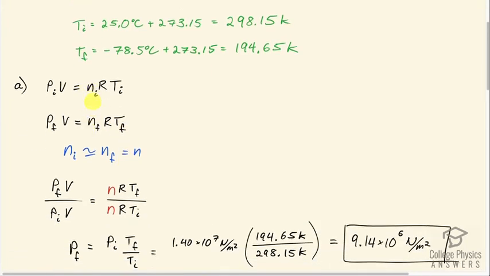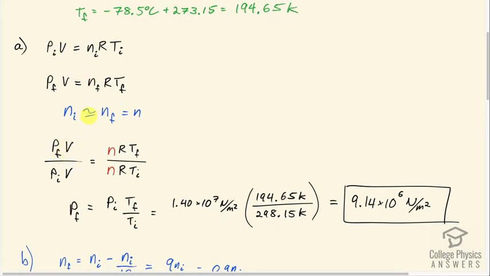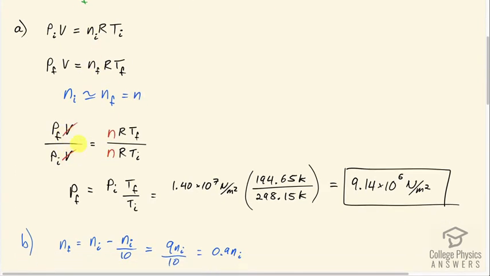Now, since we're told that the leak loses a negligible amount of gas, that means that the initial number of moles is approximately equal to the final number of moles, and so we'll just call it N with no subscript. So we divide these corresponding sides of these two equations, because we're solving for PF here, and we'll substitute N in place of NF and NI. And so we have the V's canceling, and we have the NR's canceling, and then we multiply both sides by the initial pressure, and we find that the final pressure is the initial pressure times the final temperature divided by the initial temperature. So that's 1.4 times 10 to the 7 newtons per square meter times 194.65 Kelvin divided by 298.15 Kelvin, and this is 9.14 times 10 to the 6 newtons per square meter.